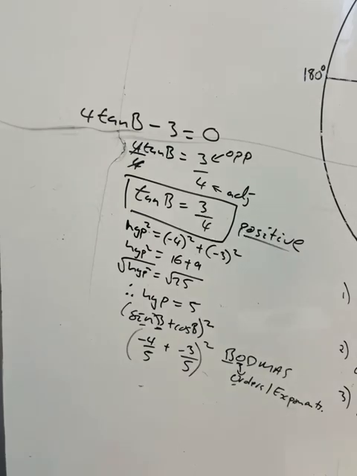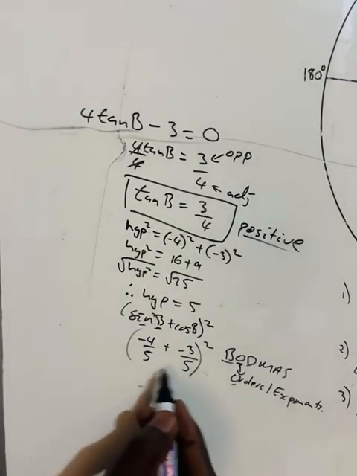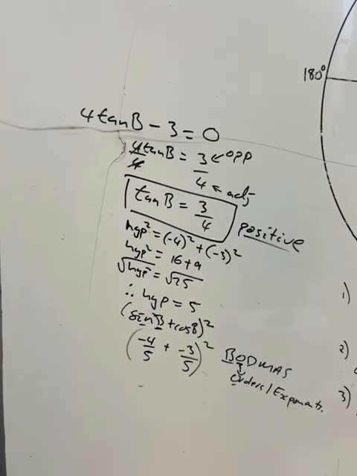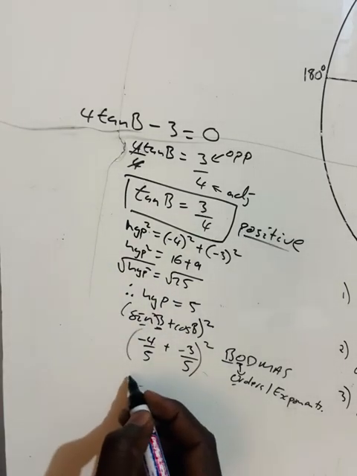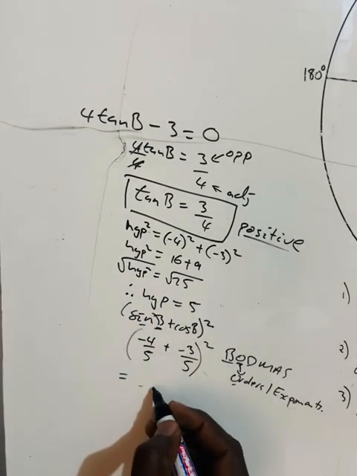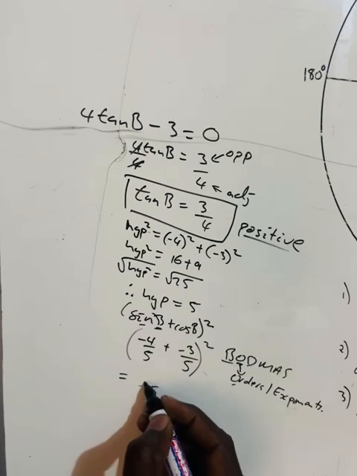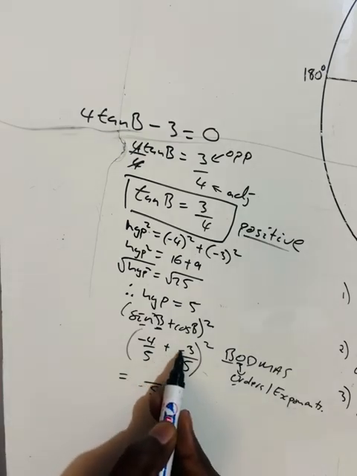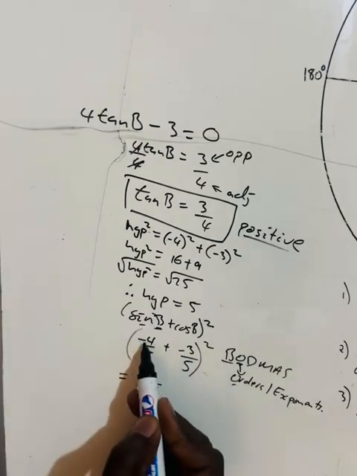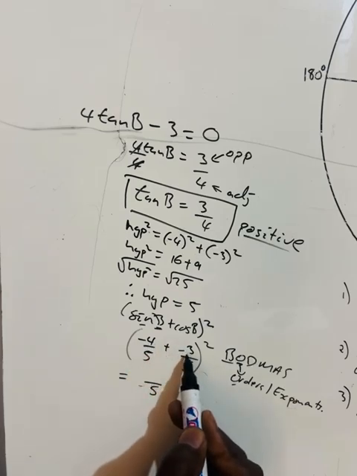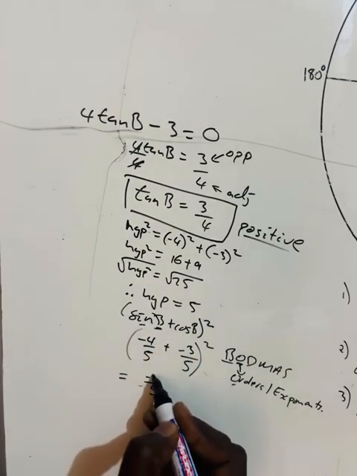So what am I going to do first? I've got identical denominators, so I say equal to and I write the 5 and then I say over. When I say plus and minus, it gives me a minus. So in other words, I've got a negative 4 and a negative 3, which gives me negative 7.